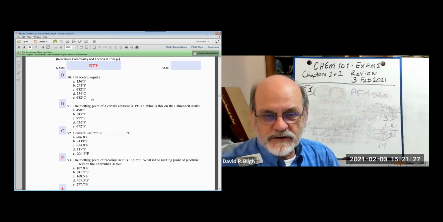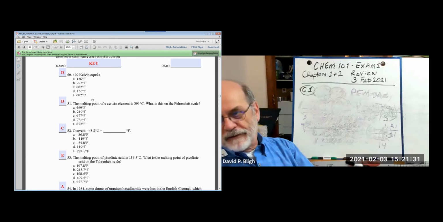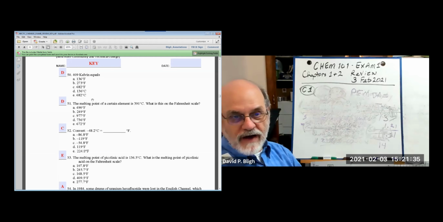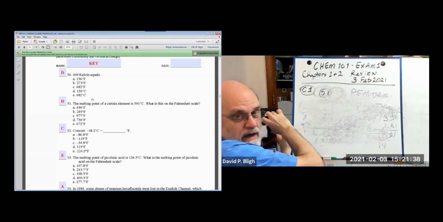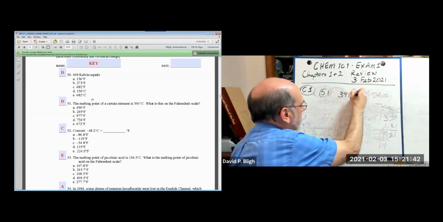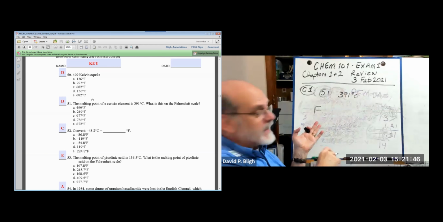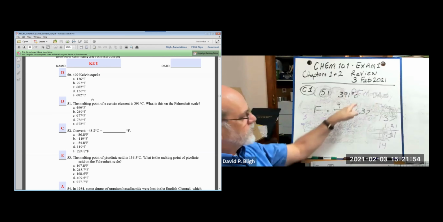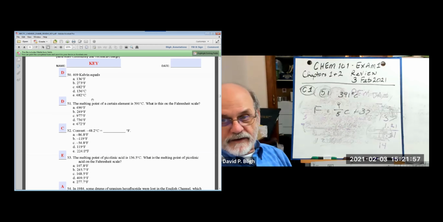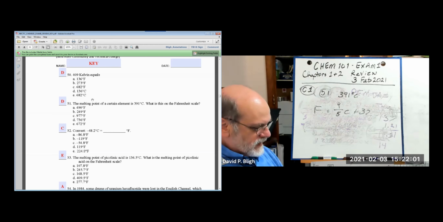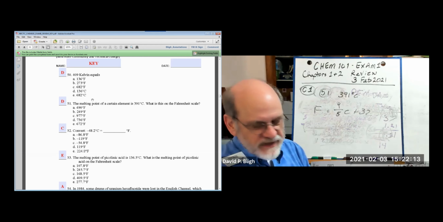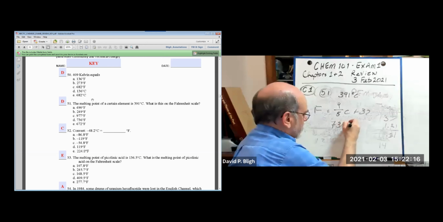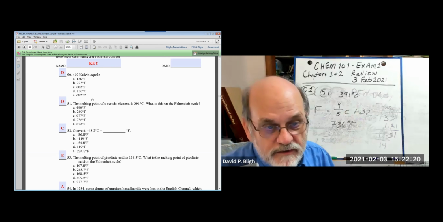51, how about this one? The melting point of a certain element is 391 C. What's this in Fahrenheit? That question says you have to convert it. So if we've got 391 C, and we're looking for Fahrenheit, what's the conversion for that? You can plug C in here, multiply by 9/5 or 1.8, 391, enter, and plus 32. So that's rounded off to three places is 736. Is that one of our choices? Yep, D.